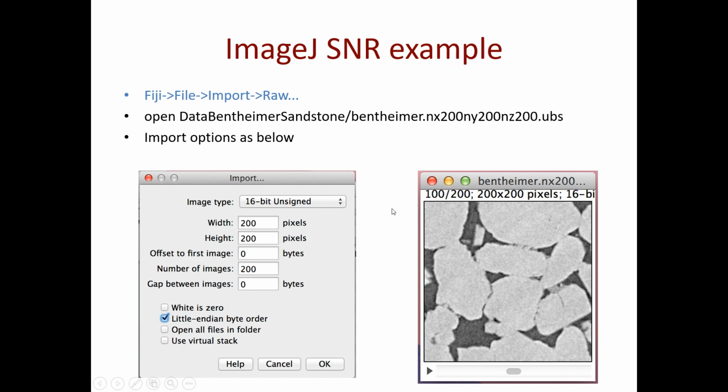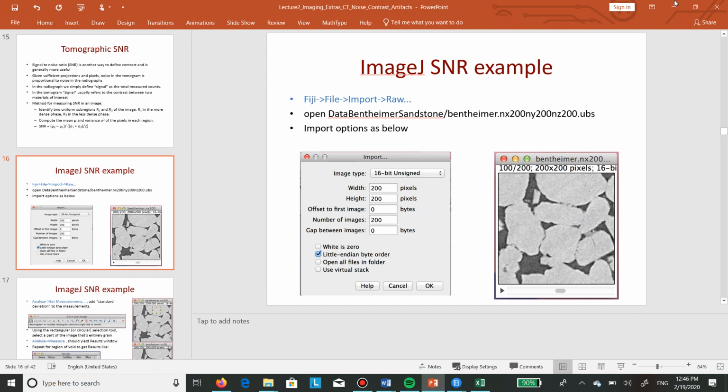So I sent you a link to get a sample, and this is a sandstone. It's Bentheim sandstone. And we can see grains, and we can see pore spaces. So this is a 16-bit unsigned image that we're going to import.